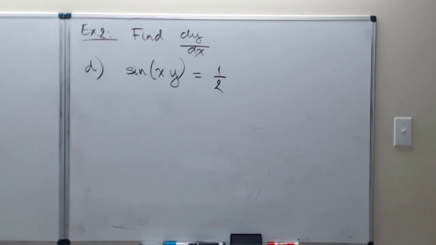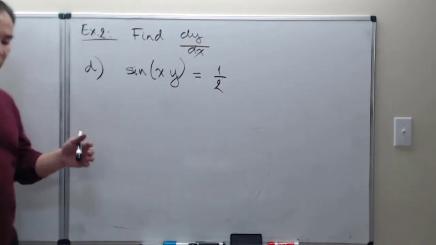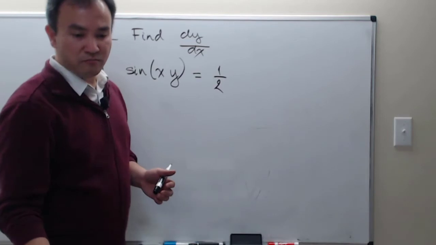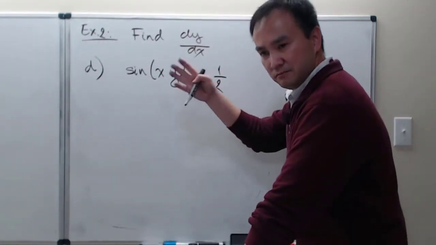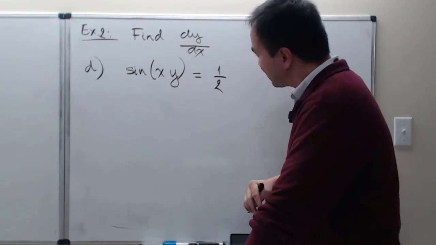And keep in mind again, x and y are in equal roles. y can be a function of x, or x can also be a function of y. But these are all implicit, and so we don't need to solve for one variable in terms of the other. We can just take the implicit differentiation.